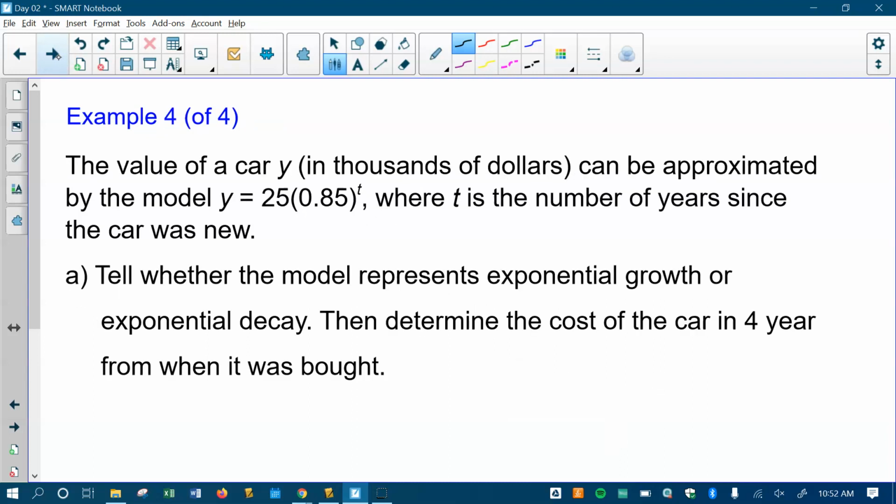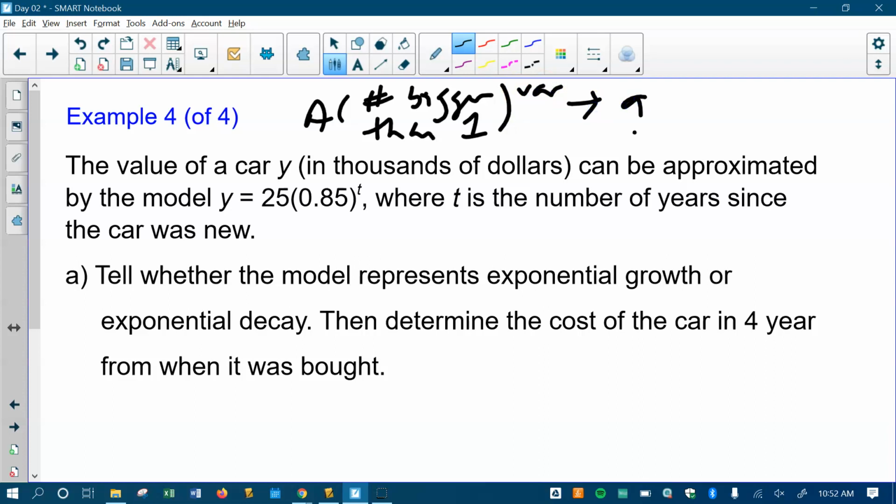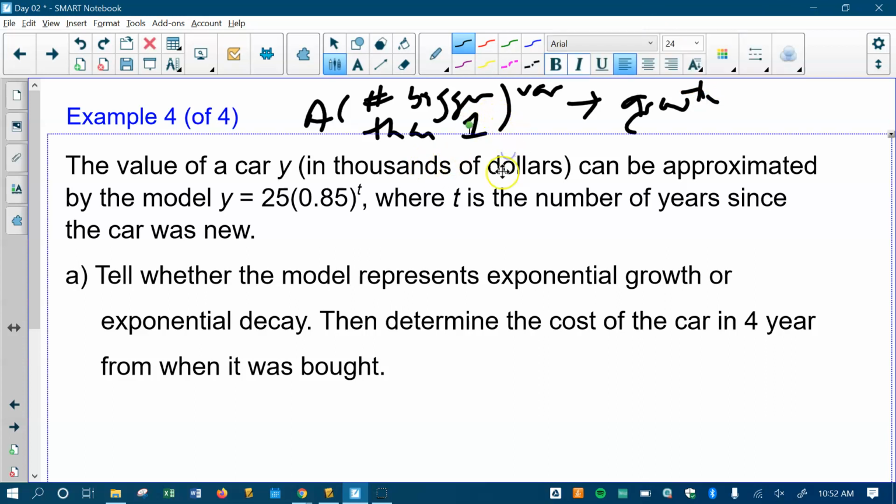Okay, so the value of a car y can be approximated by the model y equals 25 times 0.85 to the t, where t is the number of years. Now, determine whether the model represents exponential growth or exponential decay. We're going to talk about this a little bit tomorrow, but if you have a number that's bigger than 1 to some variable, this is growth. If you have a number less than 1 to some variable, that's going to be decay.